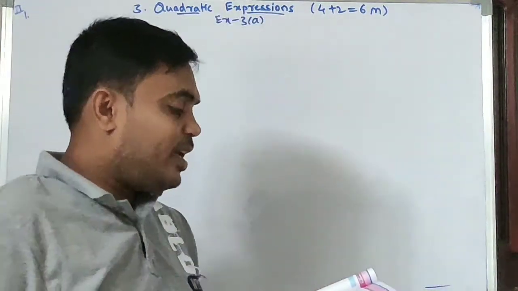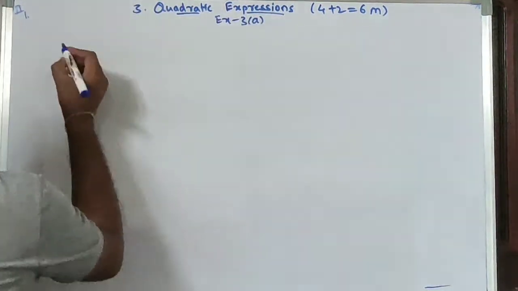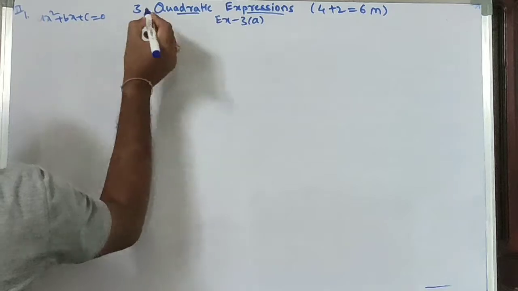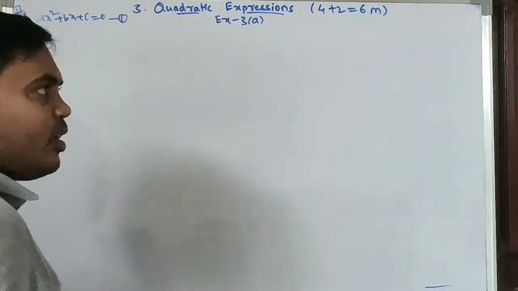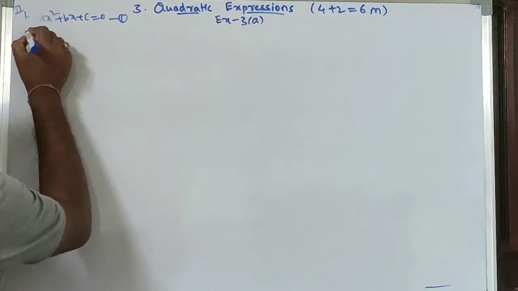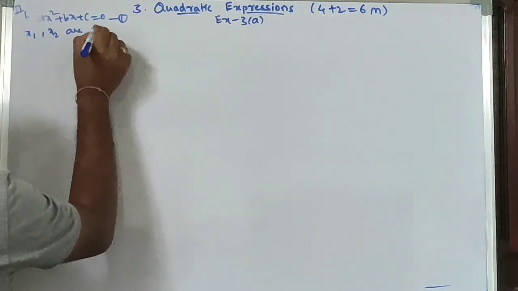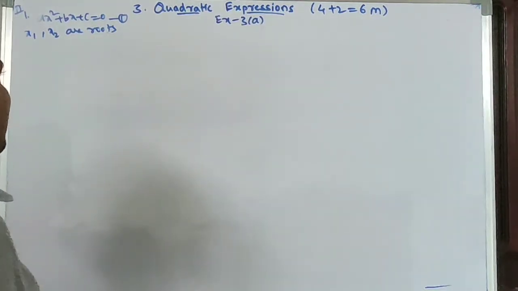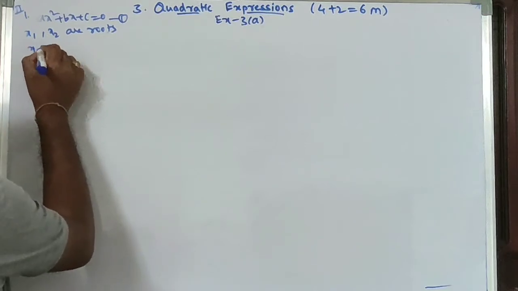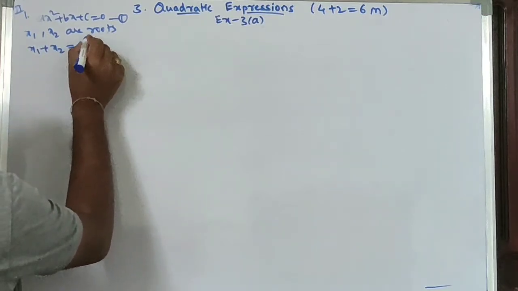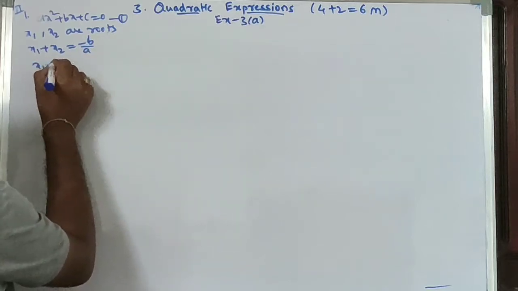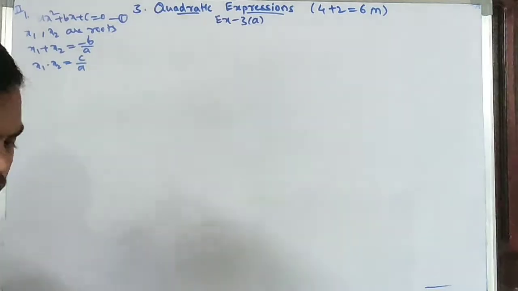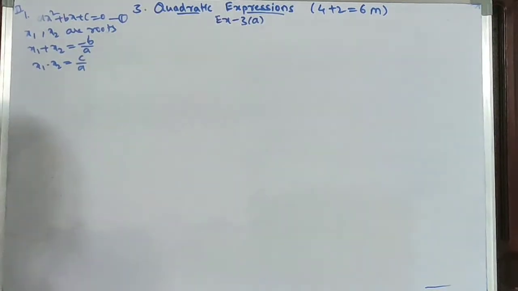x1 and x2 are the roots of ax² + bx + c = 0. So, given equation ax² + bx + c = 0, equation 1. x1, x2 are roots. If x1 and x2 are the roots, sum of roots x1 + x2 = -b/a. Product of roots x1 x2 = c/a.